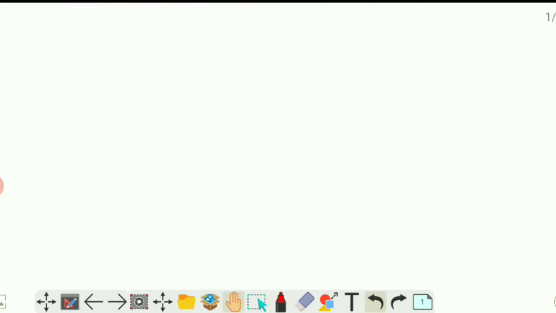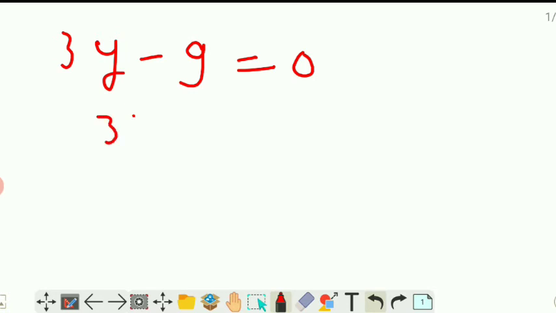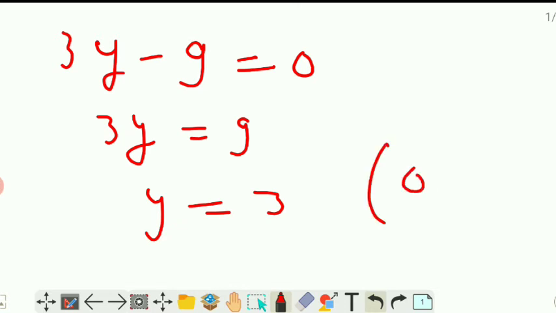another equation I am taking, 3y minus 9 is equal to 0. Here you can see x is not present, this means the value of x is 0. So 3y is equal to 9 and y is equal to 9 upon 3, that's why it is 3. So the coordinate is 0 comma 3, because x is not here, so the value of x is 0.